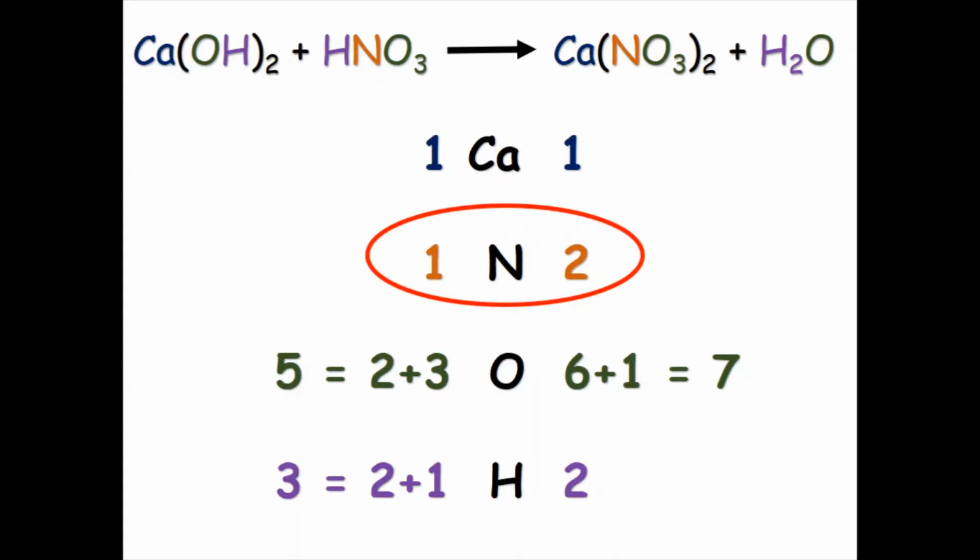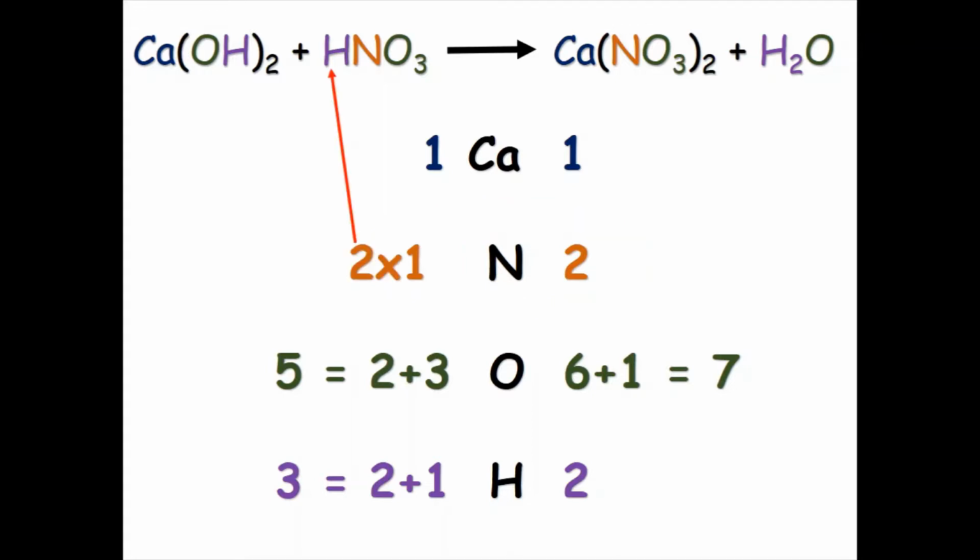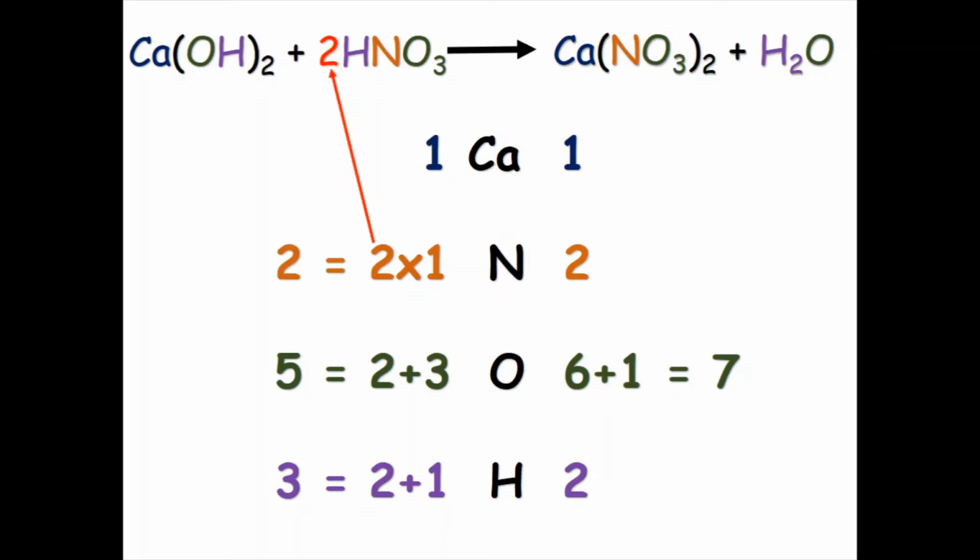The easiest way to change this is to times it by 2 on the left side, so 2 times 1 makes 2. This means we have to put a 2 in front of the nitric acid. This 2 in front of the nitric acid is also going to affect the oxygen and the hydrogen, but the nitrogen for now is balanced. We have 2 on each side of the equation.